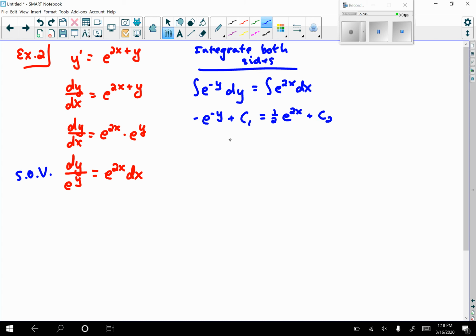I'm going to bring the constants all over to one side, so we get negative e to the negative y equals 1/2 e to the 2x, plus c3. Then I want to divide everything by negative 1, so we get e to the negative y equals negative 1/2 e to the 2x. And I think we could just have plus our overall constant at this point. Also at this point, this is the implicit solution.